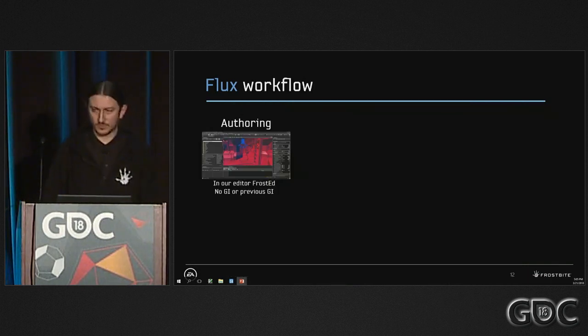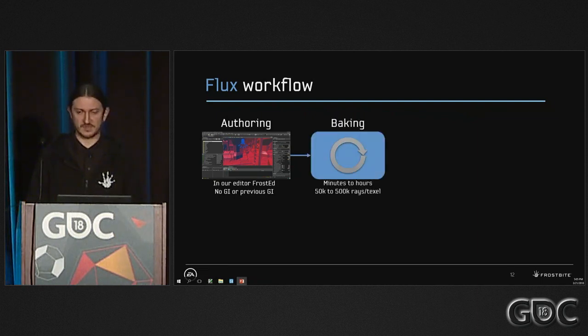So what about the workflow? What do artists have to do to obtain those results? First, they have to open our editor called Tnt. And if it's a new level, they have to start from scratch. Otherwise, they will have the previous GI visible in here. Then they have to author the scene, move the light, move meshes, do what they want to achieve, basically. And then they should start a baking process, which can take from a few minutes to hours, of course, depending on the quality you want.